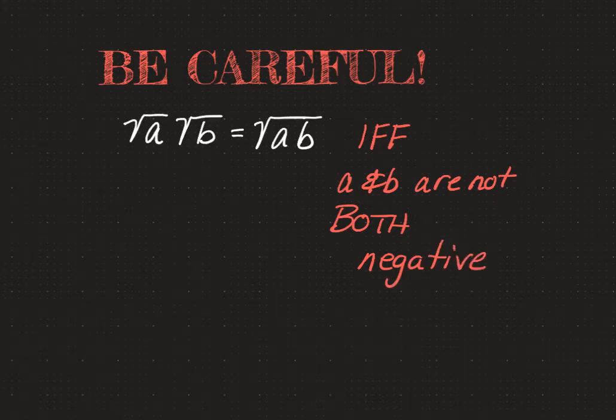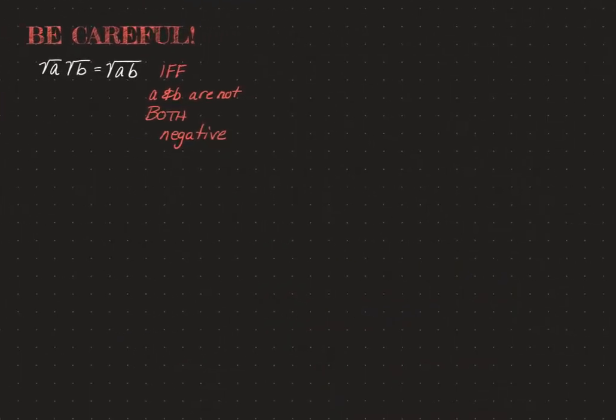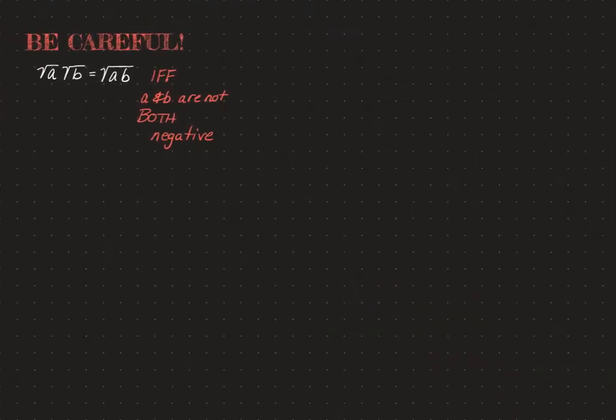Okay, if they are both negative, you cannot use this formula. For example, I'll put that warning right up there where you can see it. Negative 25. Take the square root of negative 25, but square it.